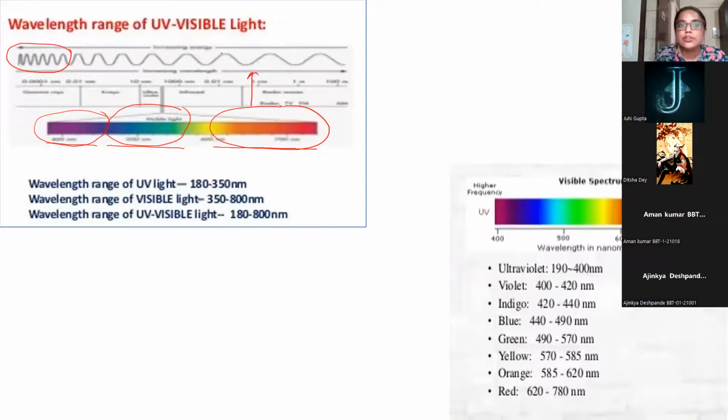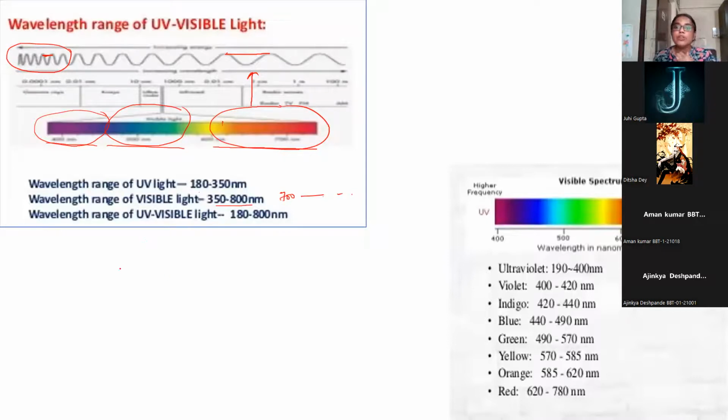What is the wavelength? The distance between the two peaks. If you look at this, this is short, but this is long. Now the wavelength of the UV light is between 180 to 350. Wavelength range of visible light is between 350 to 800. Wavelength range of, I think that should be infrared actually. So infrared falls in this category, which is basically after 600 to 700. So beyond that, whatever comes will be infrared.